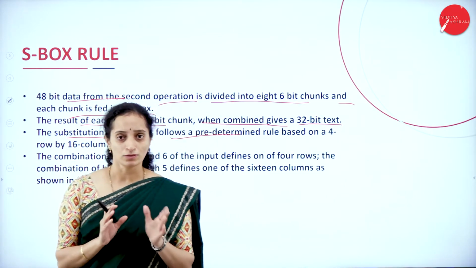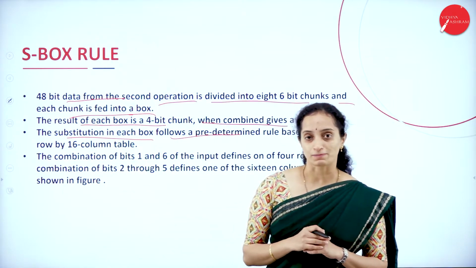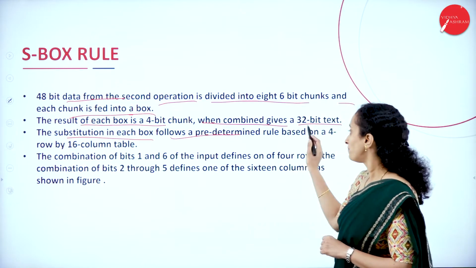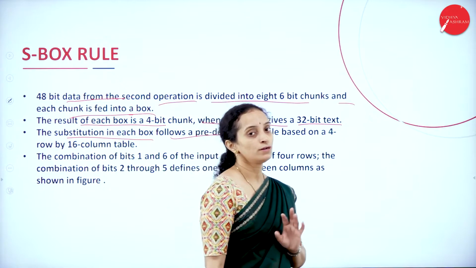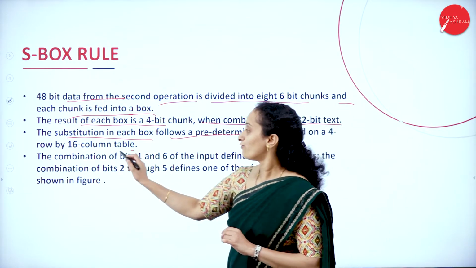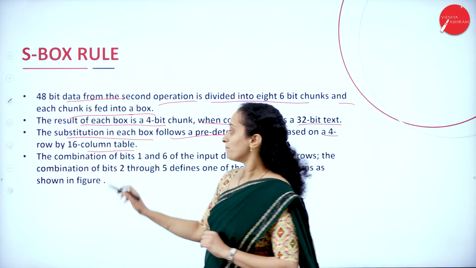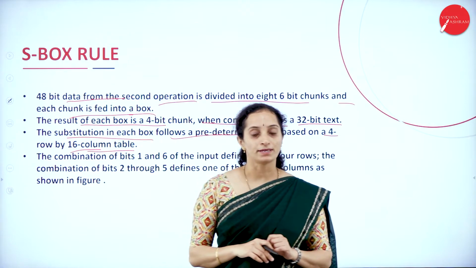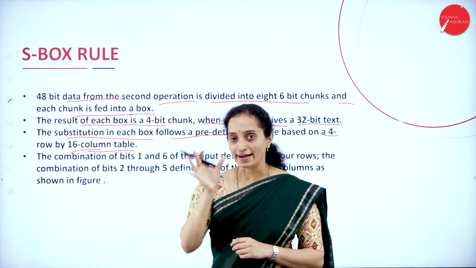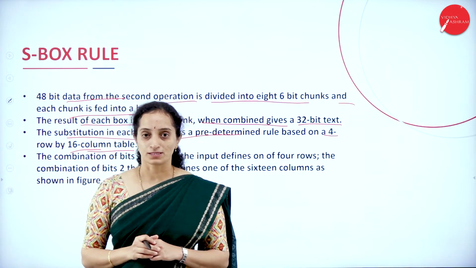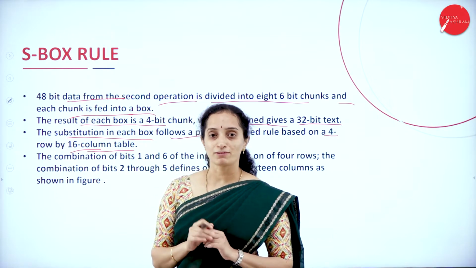How they are going to permute or perform the substitution will follow a predefined rule on a 4-bit text. The 4-bit output is based on a 4-row by 16-column table. This substitution box will have 4 rows and 16 columns. How will this 4 by 16 table be generated?